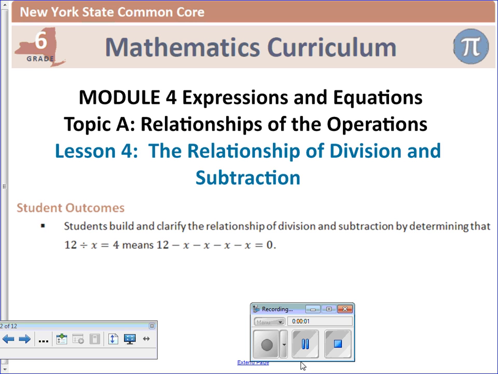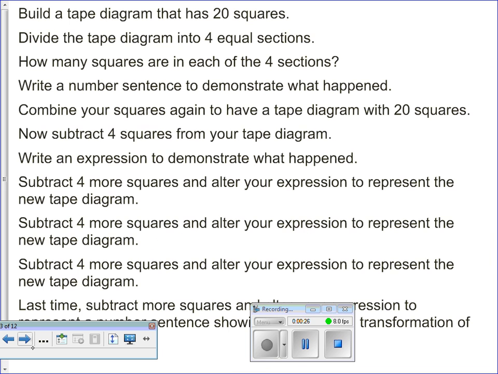Okay, today is Module 4, Lesson 4, the relationship of division and subtraction. Yesterday you looked at how multiplication is repeated addition. Today we're going to look at how division is repeated subtraction. Now there's actually two different ways we could look at it, and the only thing you have to be careful of is what the directions are telling you. And then you'll have no problem being able to do this.